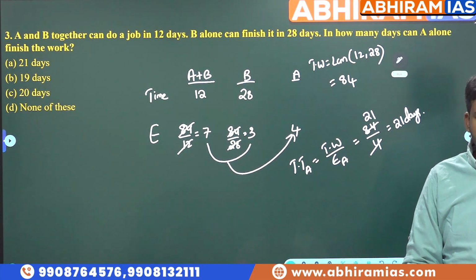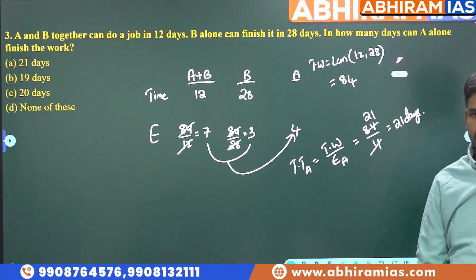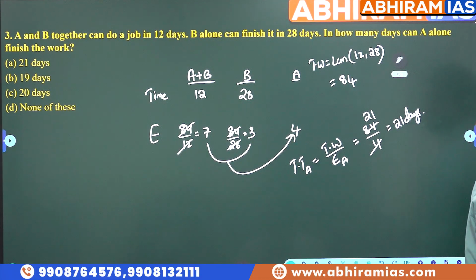Okay. This is the method to solve the questions from time and work. Whatever the question, our first target is to find the total work. After finding the total work, we will write their efficiencies. And then later, based on the question, we will solve the problem.